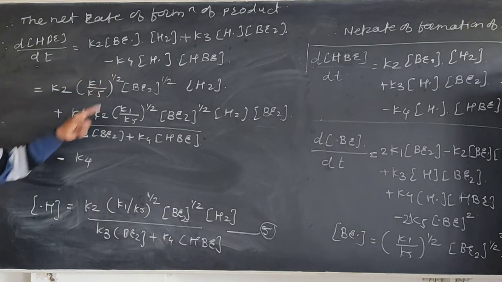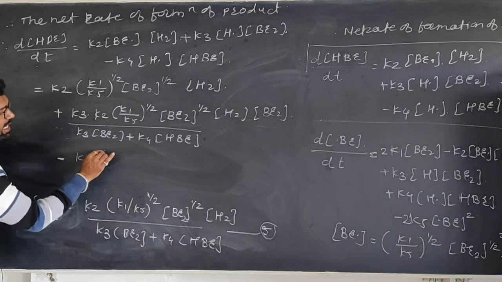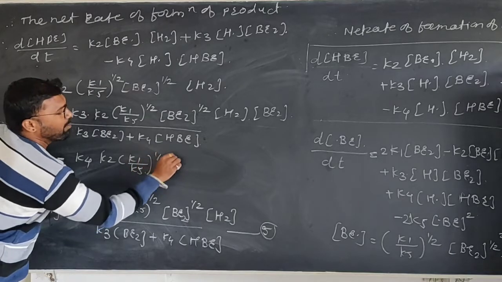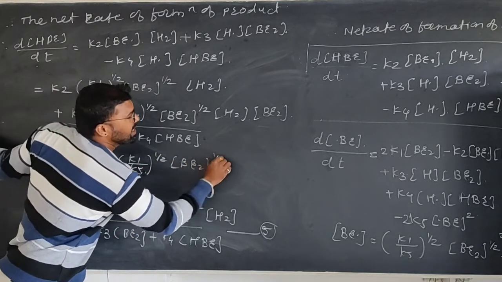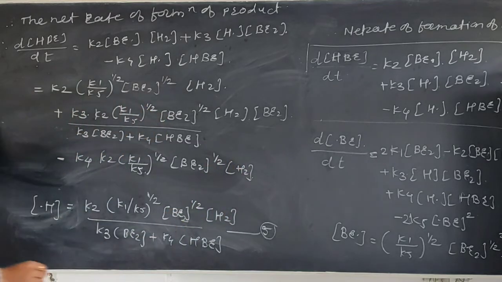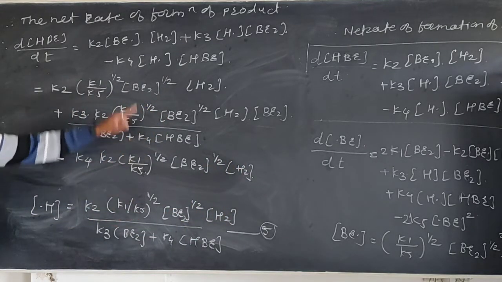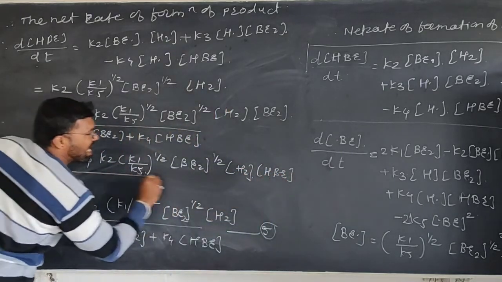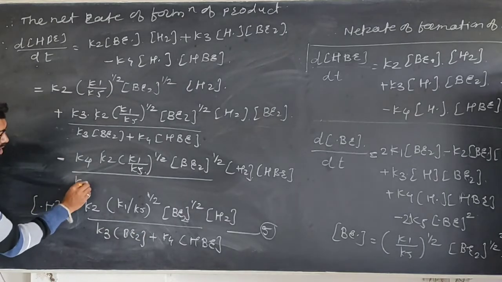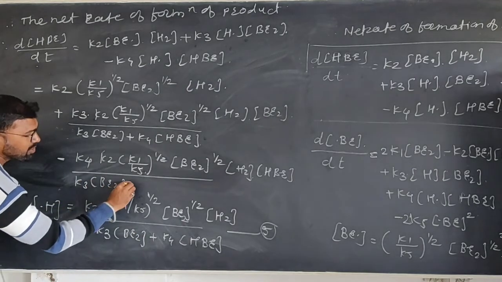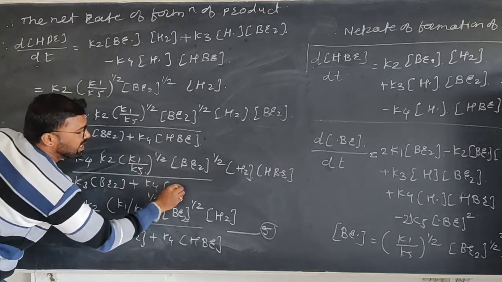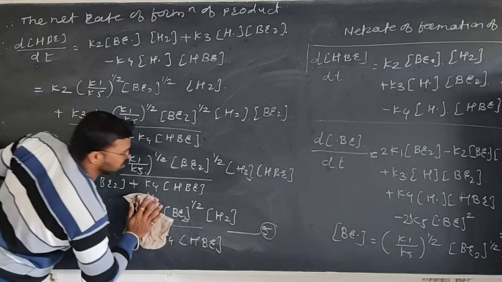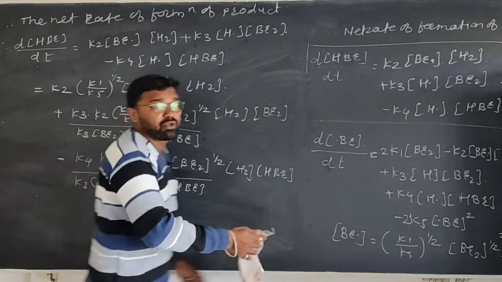What is the value of hydrogen free radical? Again K2 into K1 into K5 raised to half into Br2 raised to half into H2, and the remaining term is HBr, and having the denominator which one, K3 into Br2 plus K4 into HBr. Right? This is the new expression you get. Okay, I hope you can understand.